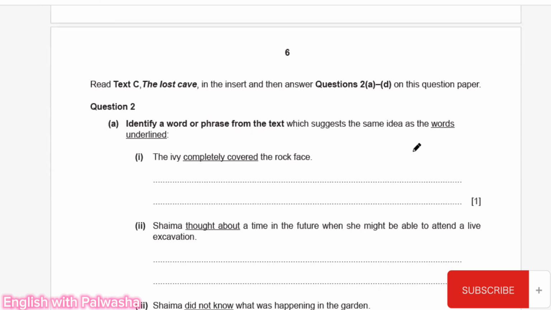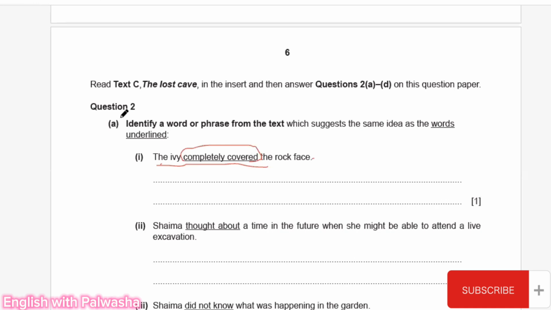C, and it is also the same. But here they have extracted a few lines from the text, and you have to identify a word or a phrase from the text which should suggest the same idea as the words underlined. So here they have given the idea: the ivy completely covered the rock face. So what is the meaning of completely covered?